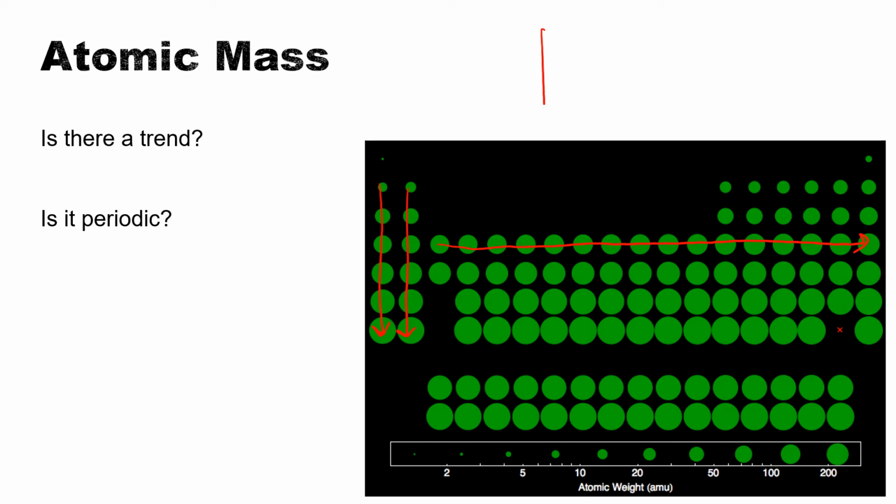So if we were to draw the overall trend, we see that we're increasing as we're going down a group and increasing as we move across a period. So the overall trend of atomic mass would be this. So we know that there is a trend, and because we see it happening in both the group and the period, we would say that that trend is periodic.